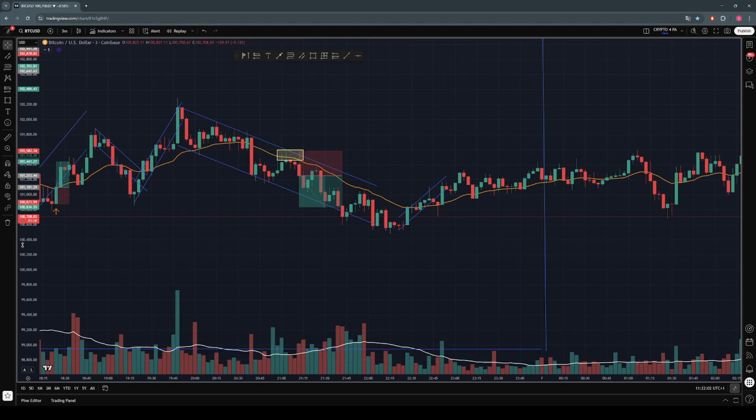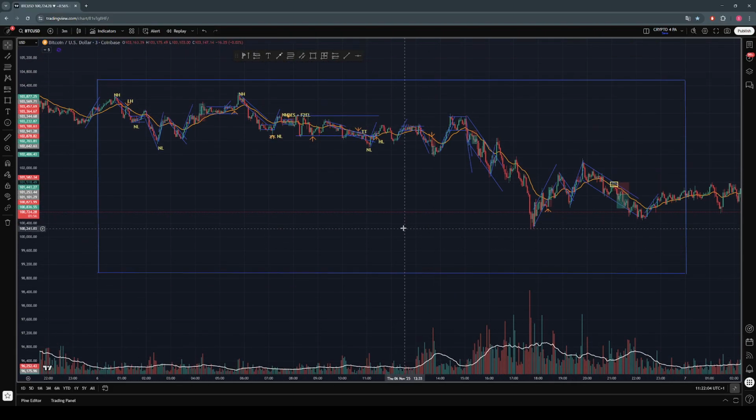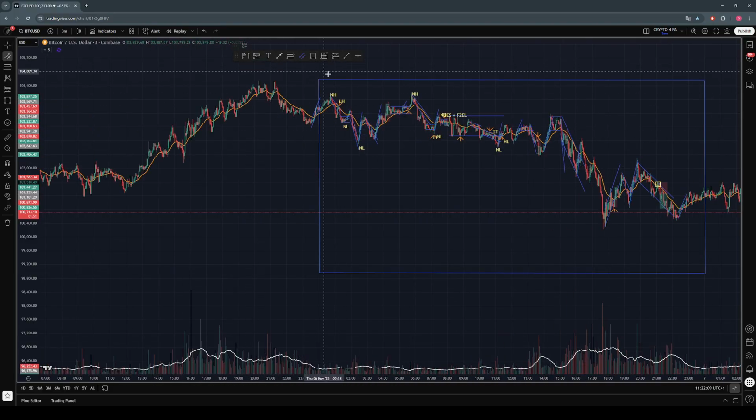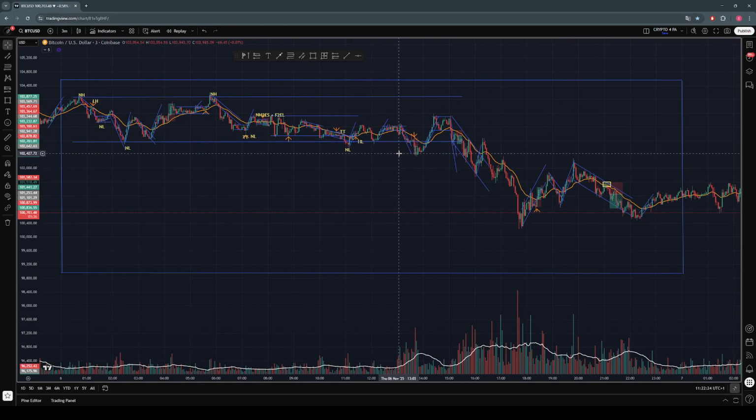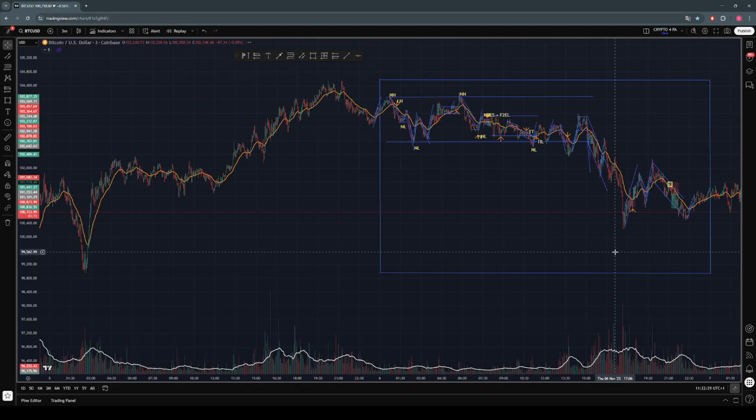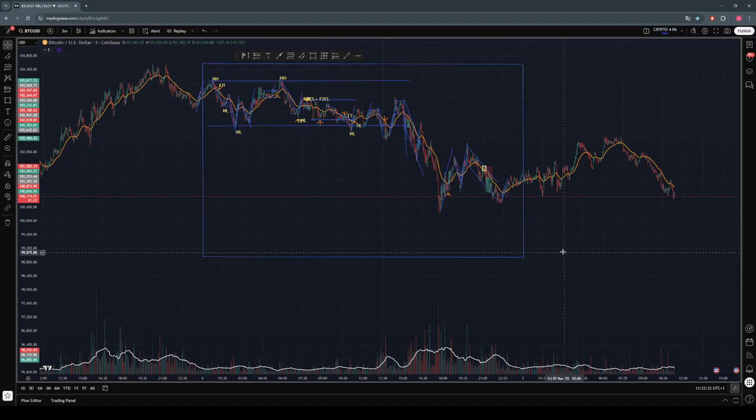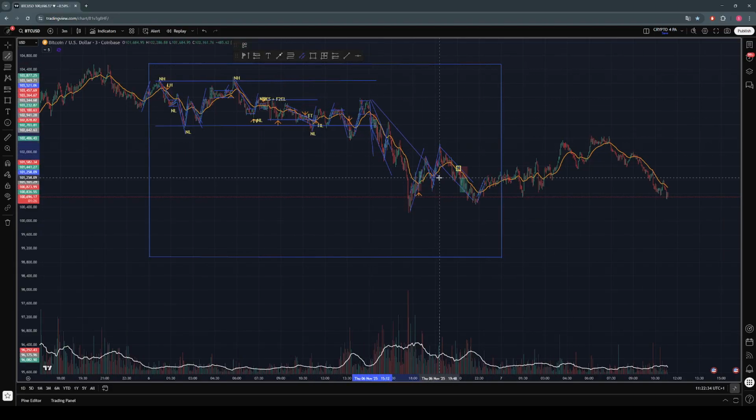But that's how we end the day. Here's the overall look. Started sideways. And maybe we could have drawn this. See that it's chopping sideways, but it's starting to get lower, lower, lower. Then we get an overshoot and an uptrend that actually played out. And then it just drops. It just drops.